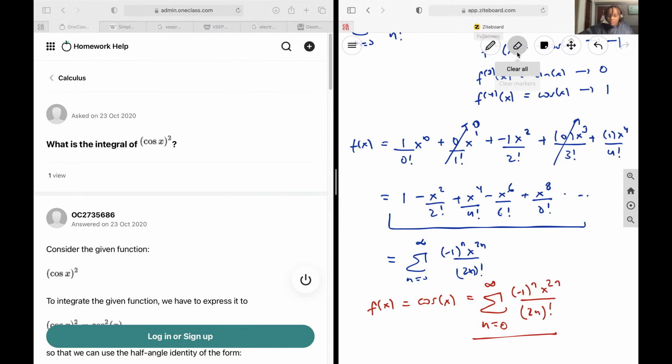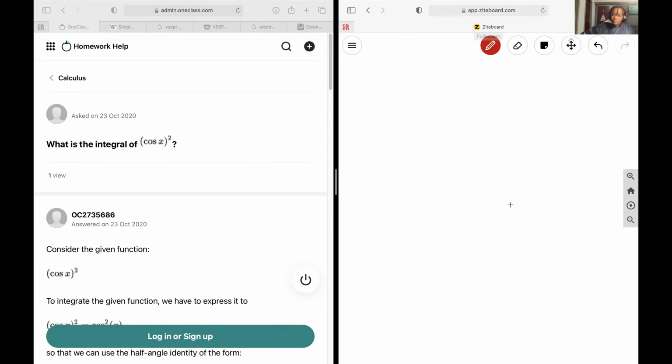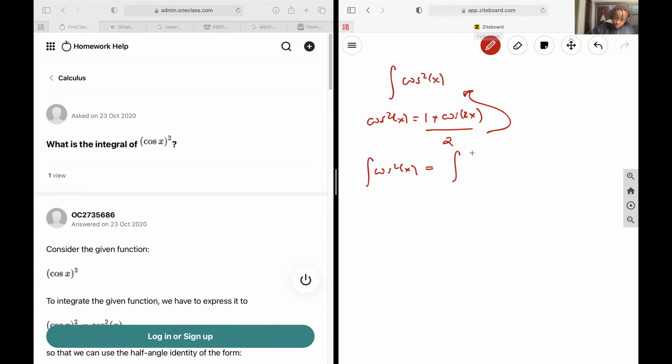Next up, we want to evaluate this integral. We want the integral of cos squared x. We're going to use the identity that cos squared x is equal to 1 plus cos 2x all over 2. We're just going to plug that right back in, and we'll get that the integral of cos squared x is equal to the integral of (1 plus cos 2x) over 2 dx.